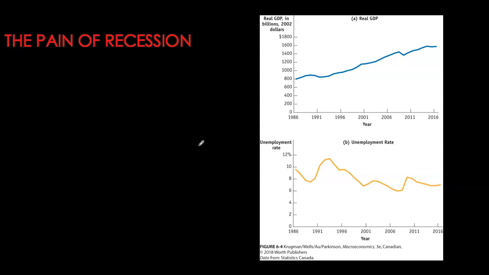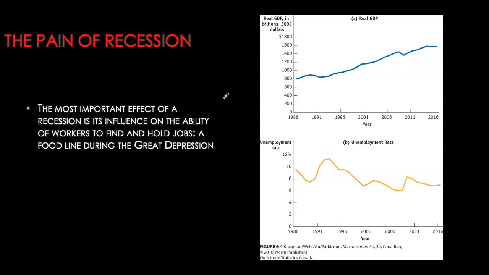The biggest pain of a recession is the effect on the number of employed, or rather the number of unemployed. A recession will dramatically increase the number of unemployed people and therefore increase your unemployment rate. Now, unemployment not only causes economic job losses, it also has a lot of social and political impact on the economy.